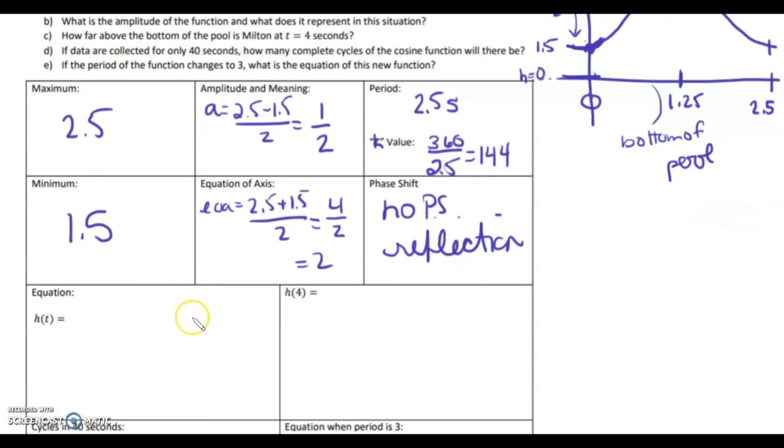Okay, so what is the equation? The height at time t is going to be the amplitude times cos, but it's the reflected amplitude. Okay, the K value, which is 144x, we're not putting a phase shift because we're using the reflected one, and then plus the equation of axis.